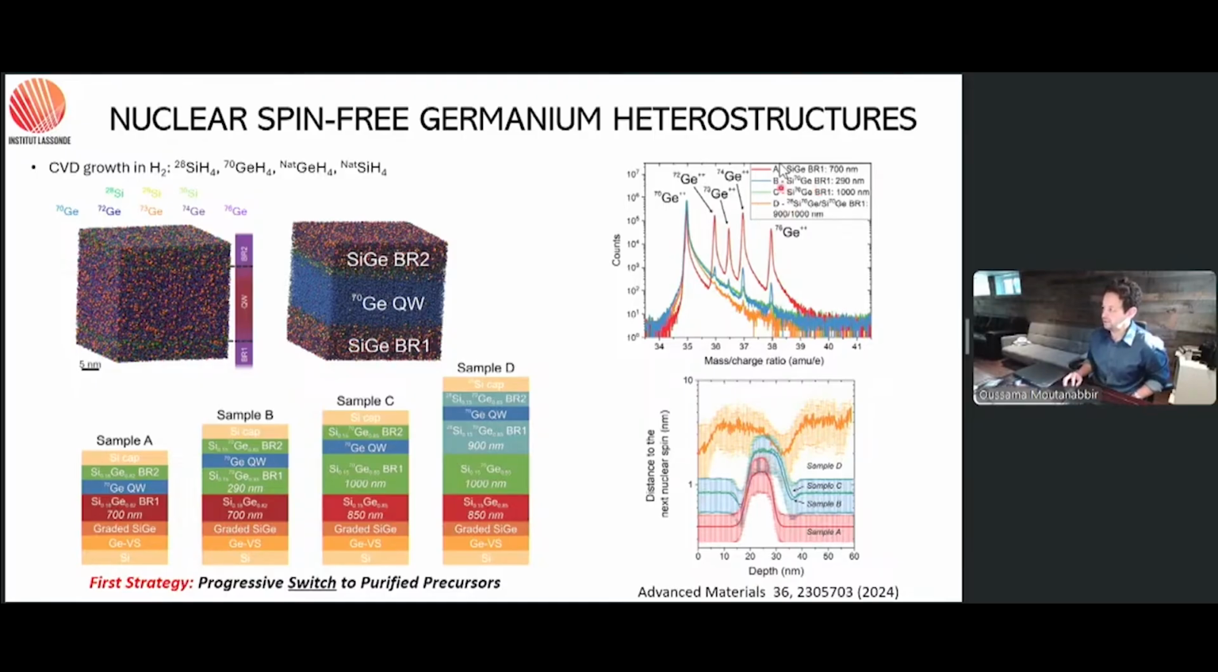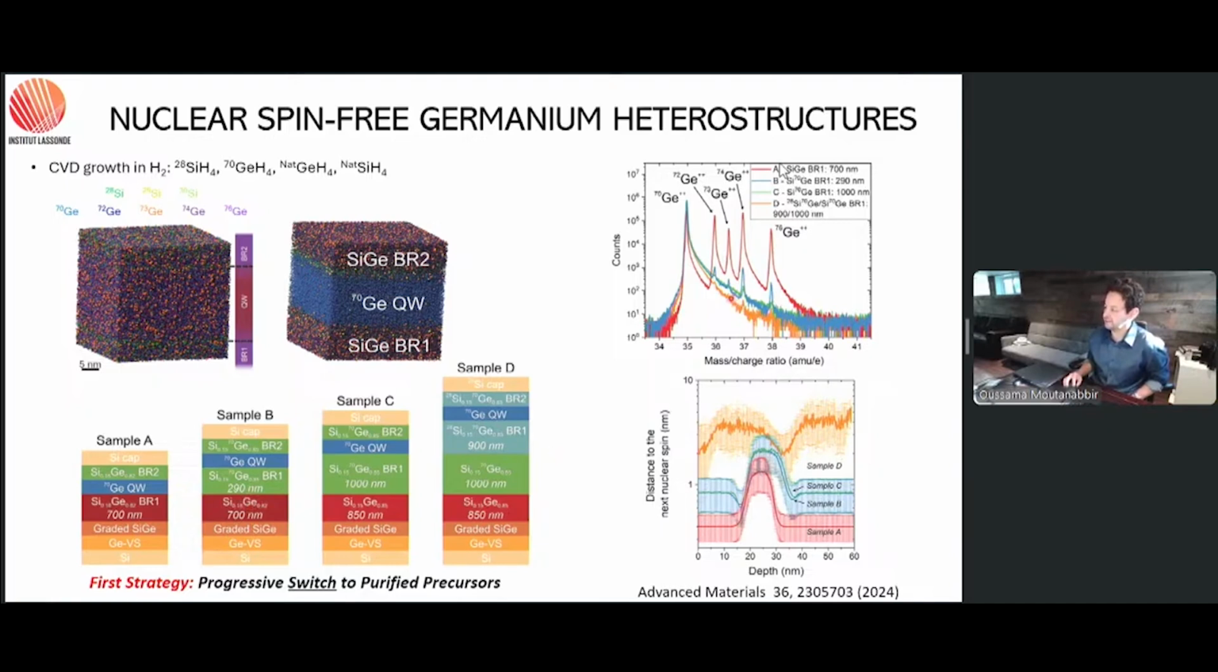Now, if you move to the second type of growth here, when we switch at a certain point with germanium-70, this is the blue line, we still see that in the quantum well, so we analyze only the top few tens of nanometers, the area here, we still see a significant amount of germanium-73. Which means that 200 nanometers is not enough to actually suppress any background contamination from natural precursors.